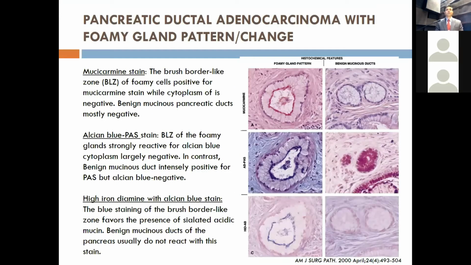In the study, they also showed that these foamy glands have a distinct staining pattern with certain histochemical stains. Over here, if you look at it, this brush border light zone of these glands shows strong positivity with mucicarmine stain, Alcian blue PAS, and high iron diamine with Alcian blue, which signifies the presence of sialylated acid mucins, which have been shown to be the most predominant mucin types in pancreatic adenocarcinomas.